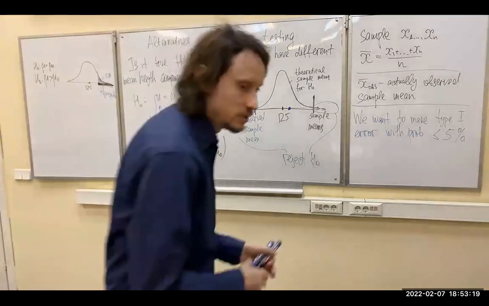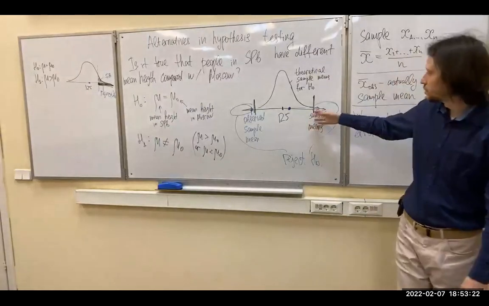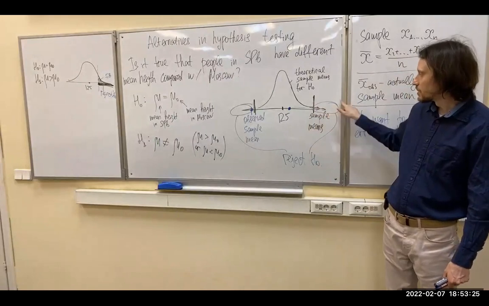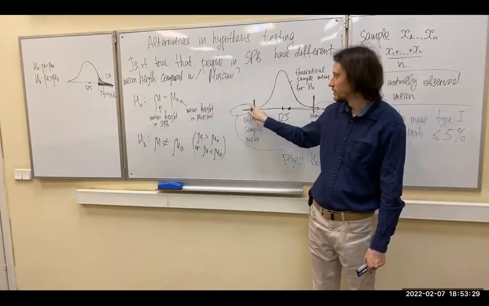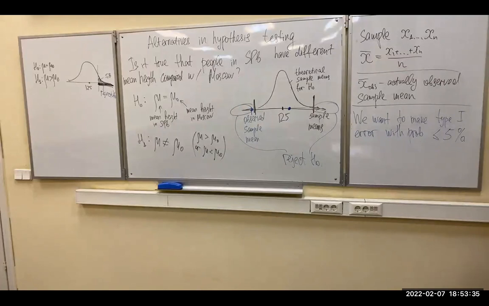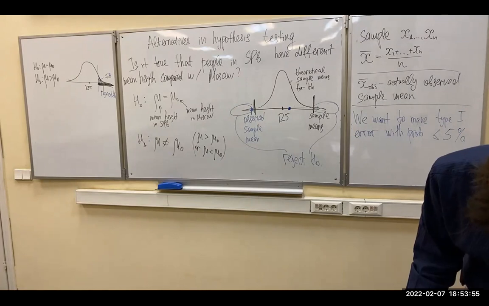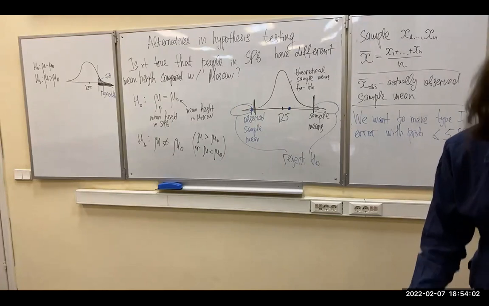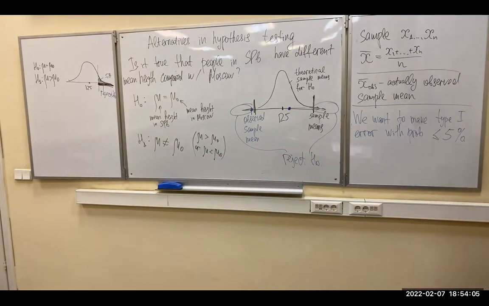But now I have a little bit different picture. I have two ways to reject the null hypothesis. I can reject it by being here, and I can reject it by being here. But again, my task is to make sure that the probability to reject it, provided that the null hypothesis holds, is less than or equal to 5%. So some area should be equal to 5%. I'm just asking which area. Any ideas?